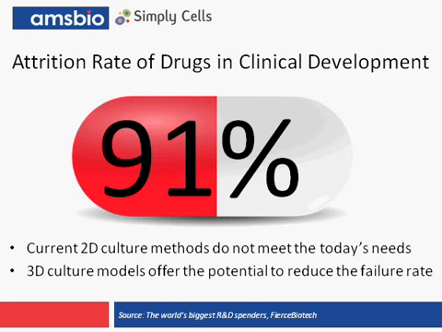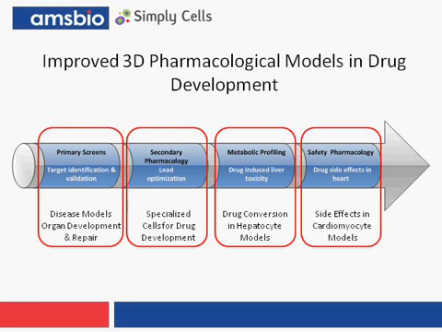This high attrition rate may be, at least in part, due to the inadequacy of 2D culture models. 3D culture models offer the potential to significantly reduce this figure. In monetary terms, a 10% reduction in the failure rate would result in a cost savings of over $100 million per drug. Shown here in the diagram are the stages of the drug development pathway. 3D culture models have the potential to improve every stage of the drug development pipeline.